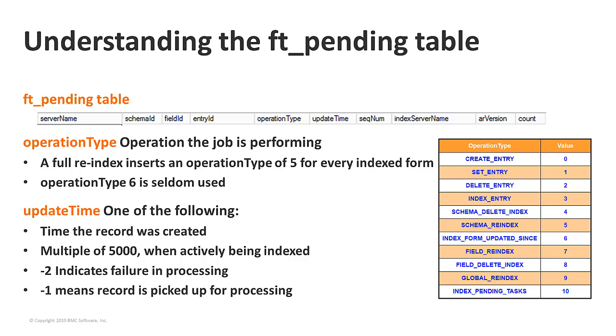A full reindex inserts an operation type of 5 for every indexed form. The update time is the time that the record was created. When the item is actively being indexed, this will change in multiples of 5,000 as the indexer updates this value every 5,000 records indexed. An operation type of -1 is when the current record is actively being worked. An operation type of -2 is when the indexing for this record has failed.